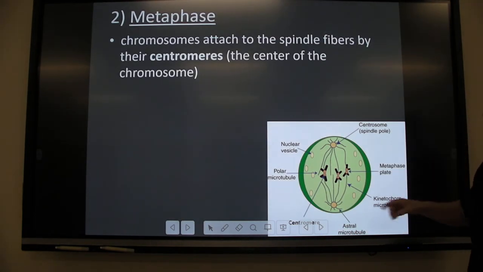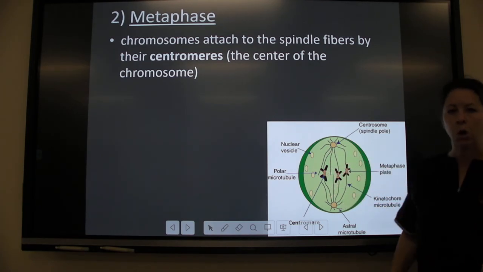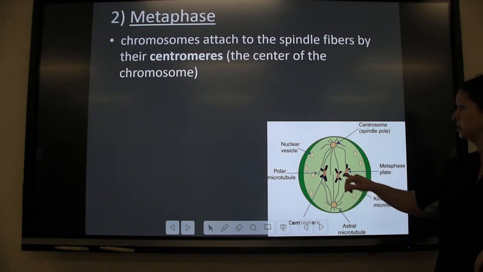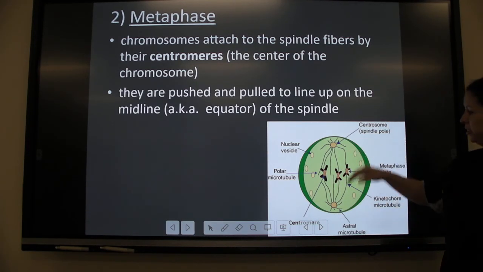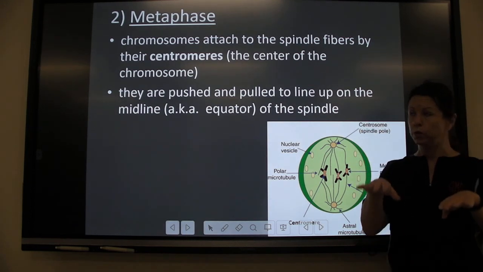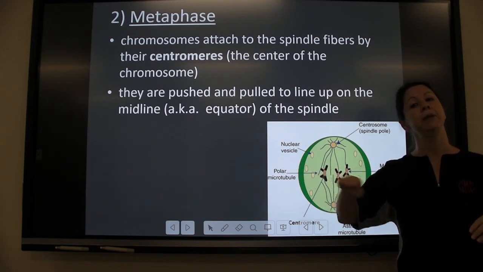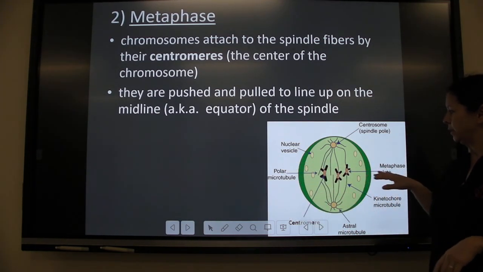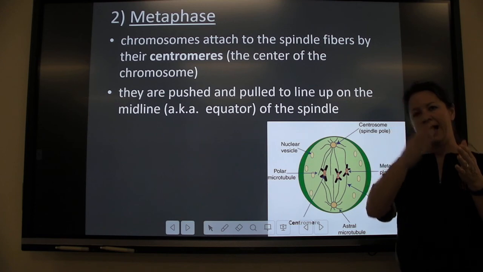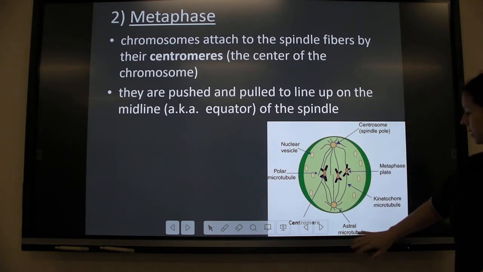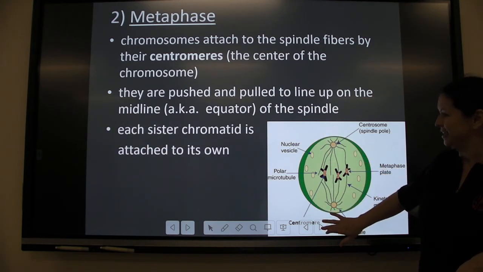Because the chromosomes attach to the spindle fibers by their centromeres. That's what these little orange circles are representing, the centromeres. And that's the center of the chromosomes. And then they're pushed and pulled in whatever direction they need to go to line up on the midline of the spindle. So they'll end up being in the middle of the cell. So that's why we say that M stands for middle, because that's when all these sister chromatids get lined up in the middle. And that's all that's happening in metaphase. And then each sister chromatid is attached to its own spindle fiber.